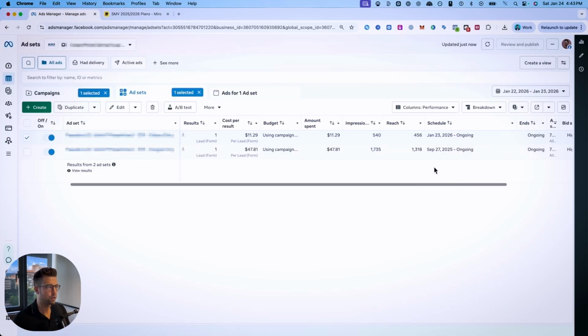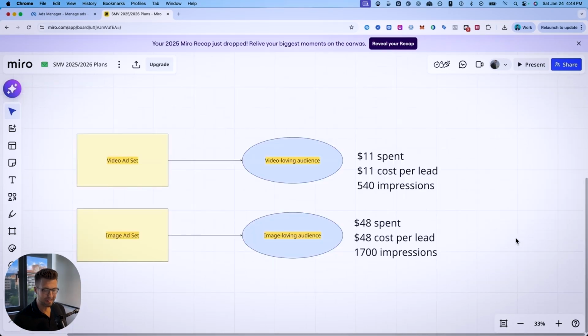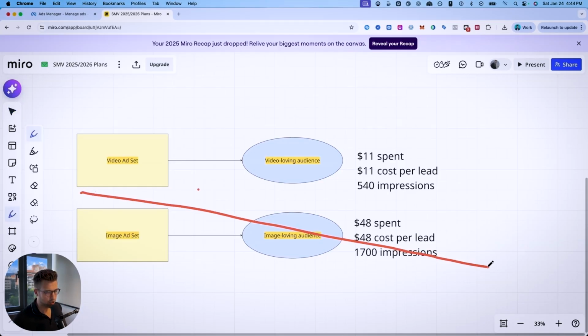Now I want to look at impressions. So the video ad set has 540, the image ad set has 1700. 540 there, 1700 here. And all impressions means is how many times has someone seen the ad. If an intermediate user were to look at this, they may be tempted to do this. They might say, let's just turn off the image ad set. It's costing us $48 per lead. And let's put all of this budget into the video ad set.